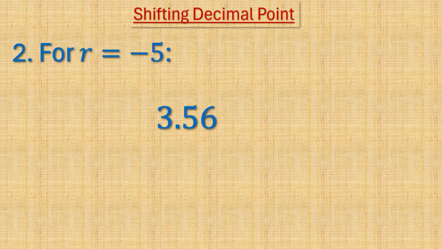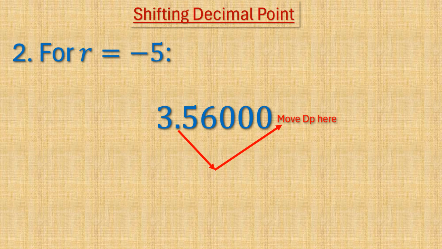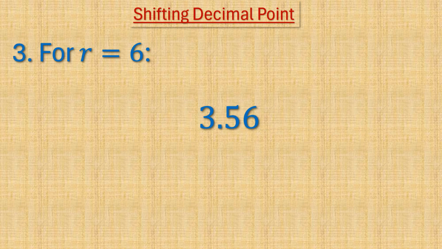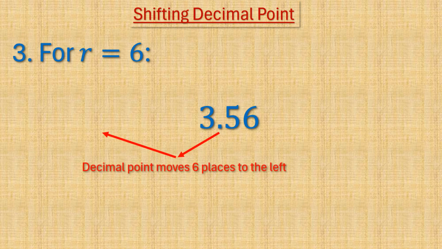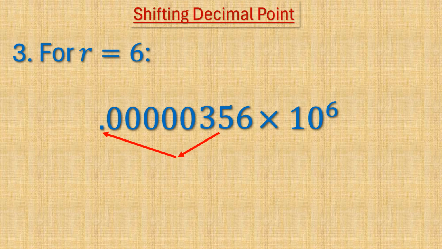For r equals minus 5, we move the decimal point 5 places to the right. Place 3 zeros after 6 to make up for the 5 places. Therefore, we have 356,000 times 10 to the power of minus 5. For r equals 6, we move the decimal point 6 places to the left. To make up for the 6 places, we place 5 zeros before 3. We then move the decimal point 6 places to the left. Therefore, we have 0.00000356 times 10 to the power of 6.